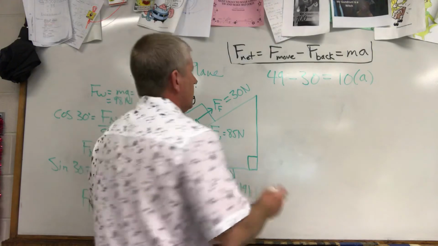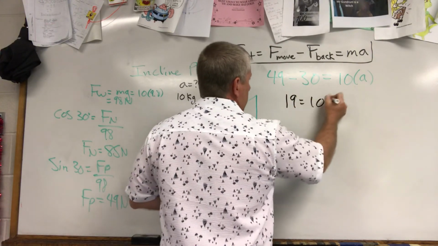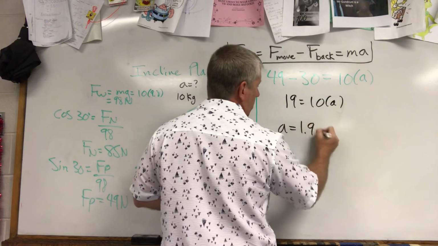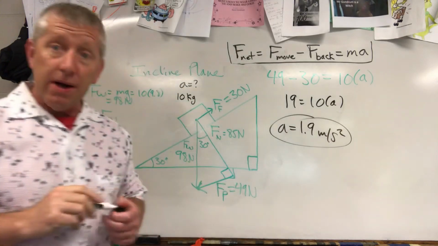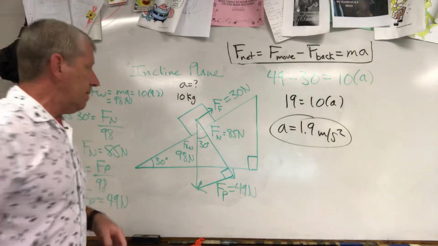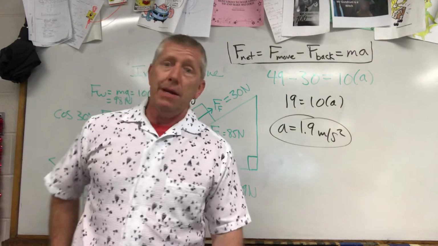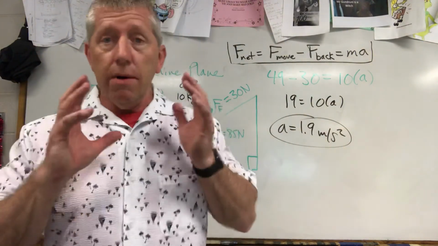Yes. Okay, so 49 minus 30 is 19. 10a. Acceleration is 19 divided by 10, which is 1.9 meters per second squared. That's the acceleration of the box down the inclined plane. That is a basic inclined plane problem. We'll have more fun with these later. They get a little more complicated. But for now, we have the basics of our force problems.